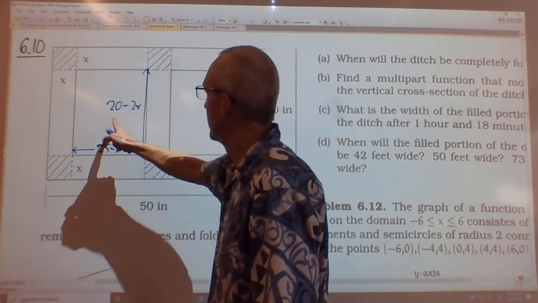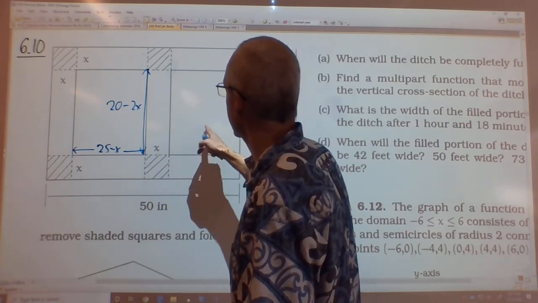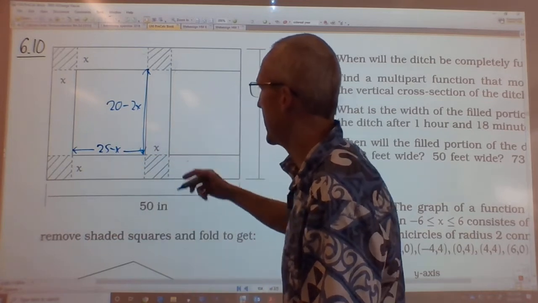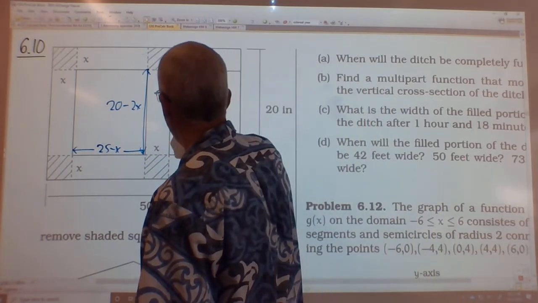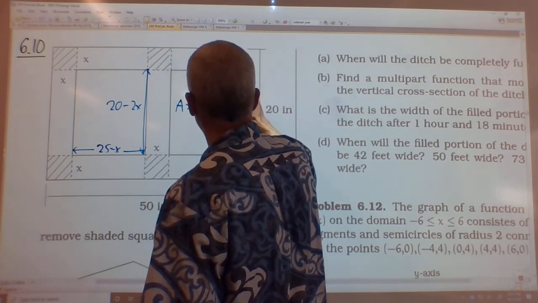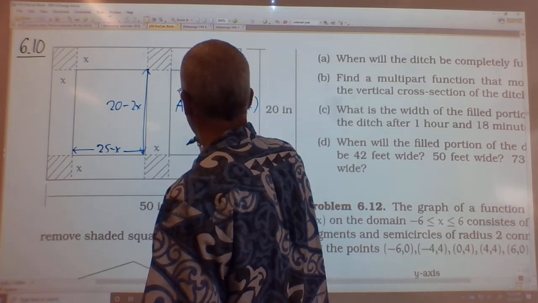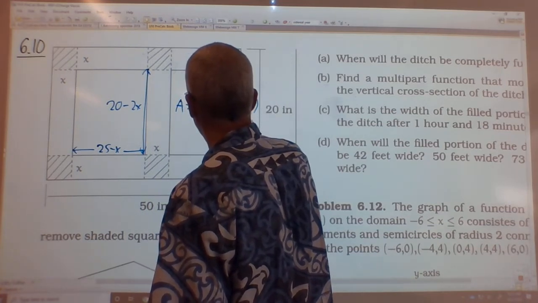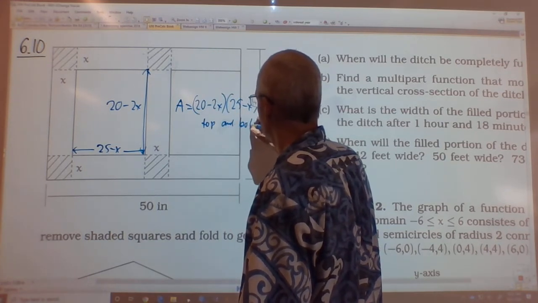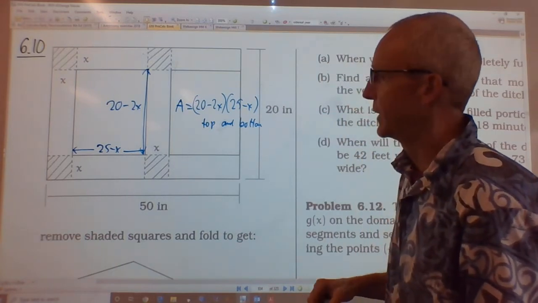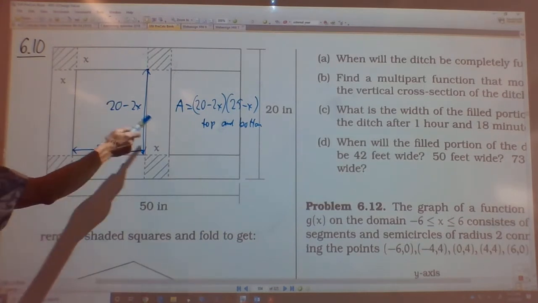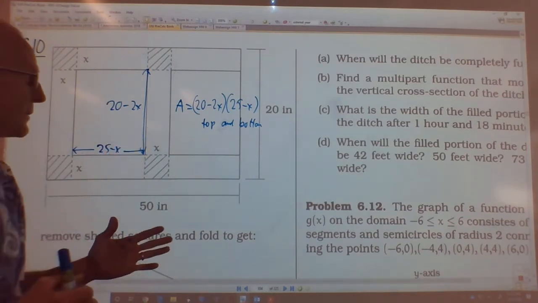So the area at the top is those two things. And this is the same, right? This is the exact same thing. They're the same size. So we have two. This is the top, and this is the bottom. So the area at the top and the bottom is just 20 minus 2x times 25 minus x. That's the top and bottom. So you have two of those, right? Top and bottom. That's two of those things. And then what else is showing? We have one of these, and one of these, and one of these. Right? The exposed part of the box.